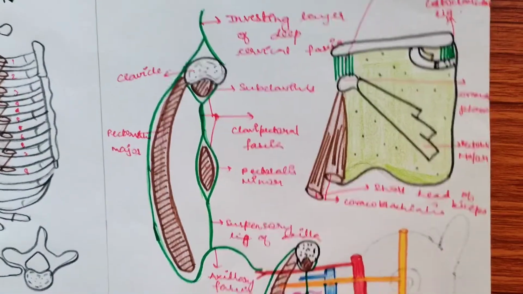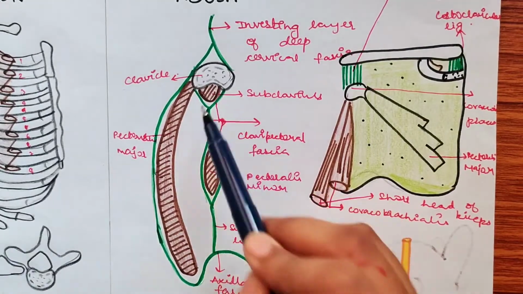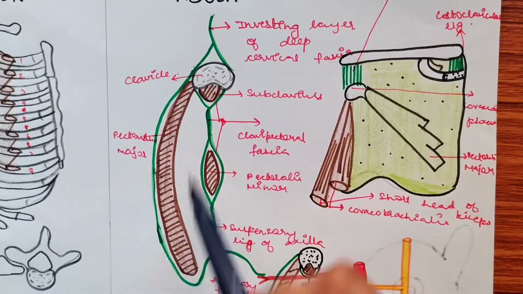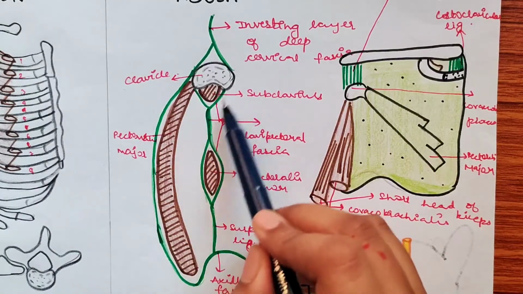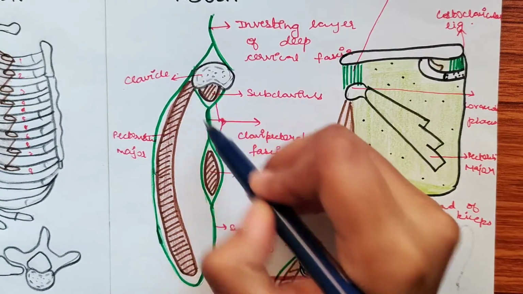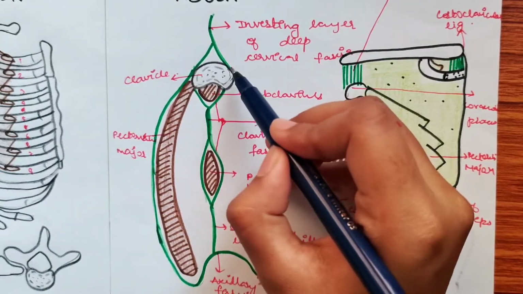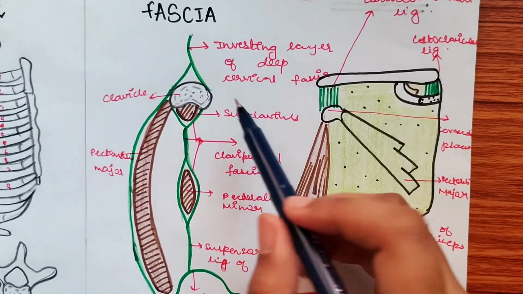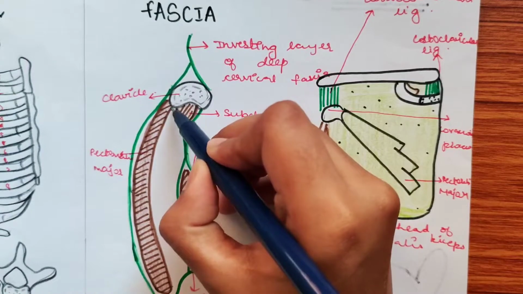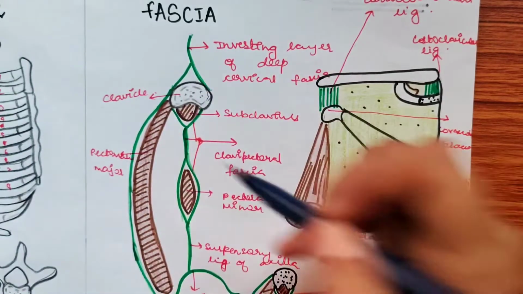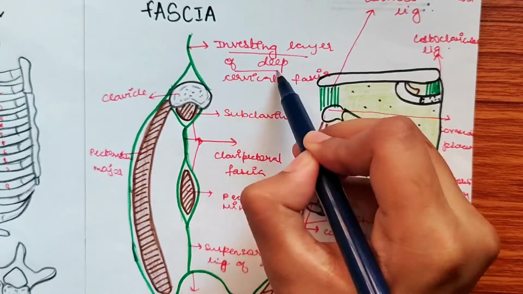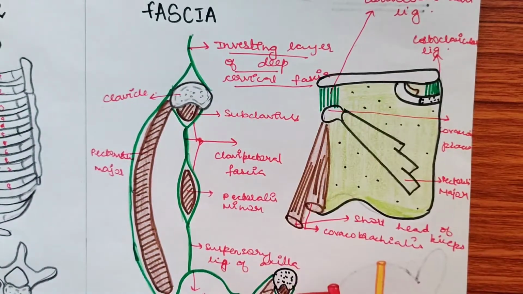This vertical extent will split to enclose the subclavius muscle. So it will split into two lamina, an anterior lamina and a posterior lamina. The anterior lamina will be attached to the clavicle, whereas the posterior lamina will be continuous with the investing layer of the deep cervical fascia. As you can see, this is the anterior lamina, it is attached to the clavicle, whereas this is the posterior lamina, it is attached to the investing layer of the deep cervical fascia.